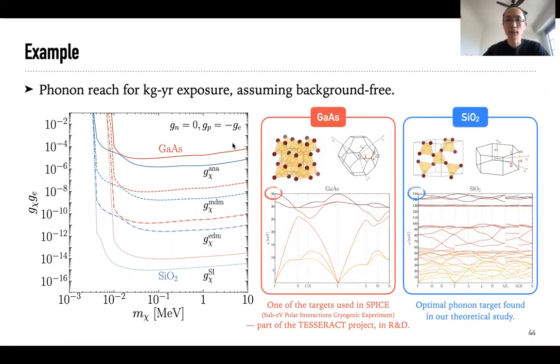I should mention that for the targets we consider, gallium arsenide and silicon dioxide, also known as alpha quartz, these have complementary features. As you can see, the crystal structures are very different, and also the phonon dispersions look very different. There are many more phonon modes in quartz, just because there are more ions per primitive cell, so there are more degrees of freedom. And also the energies are quite different. In gallium arsenide, it's up to about 35 meV. In quartz, the phonon energies are up to 150 meV.